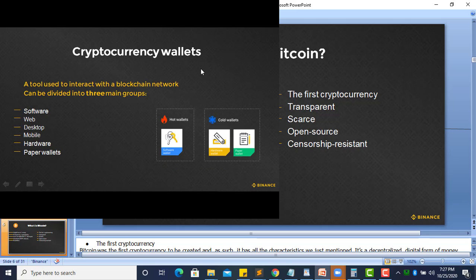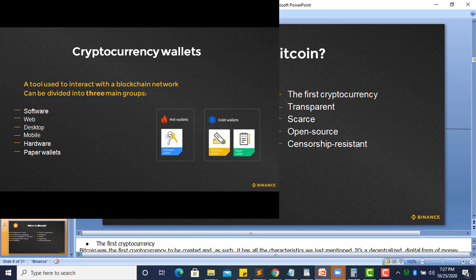So we are now on the cryptocurrency wallet. A cryptocurrency wallet is just where you store your Bitcoin, your Ethereum, your Tron. It's a tool used to interact with a blockchain network, and can be divided into 3 main groups: software wallets (web, desktop, mobile), hardware wallets, and paper wallets.